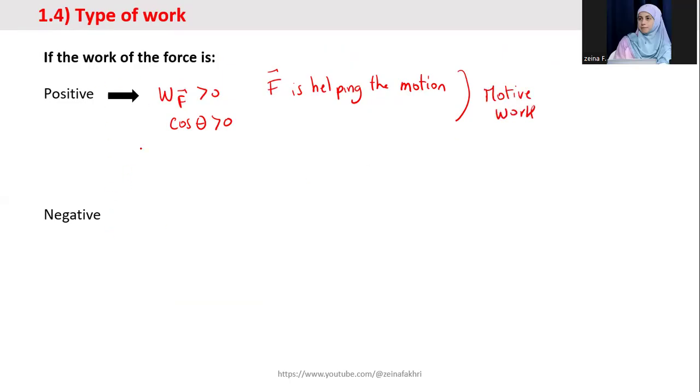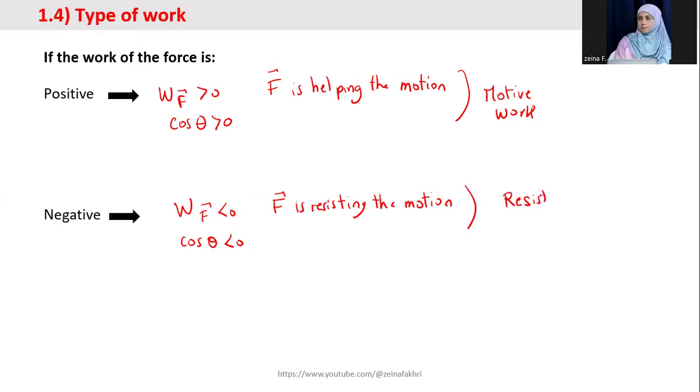If the work of the force was negative, this means that the cosine of the angle is negative. So this means F, the force, is resisting the motion. If it's resisting the motion, it has to be opposite to the motion. So in this case, we say that the work is a resistive work, and an example of this is the friction, where we know that the friction is always opposite to the motion.